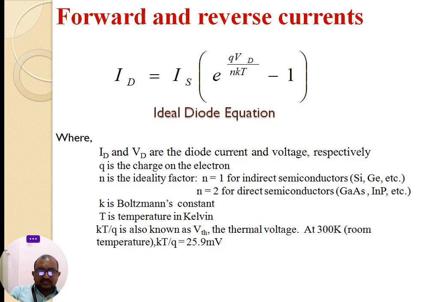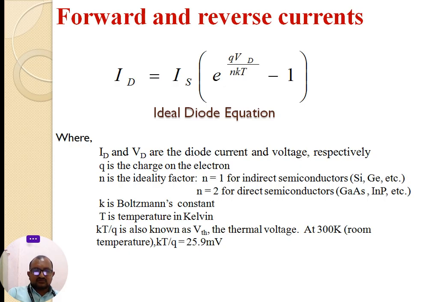This is called the diode current equation: ID is equal to Is times e raised to qVd over eta Vt, minus 1, where ID and Vd are the diode current and voltage respectively. q is the charge on the electron. N is the ideality factor. N is 1 for silicon and germanium diodes, and N is 2 for GaAs and LEDs, etc. Generally, N is considered as 1 for a silicon general purpose diode.